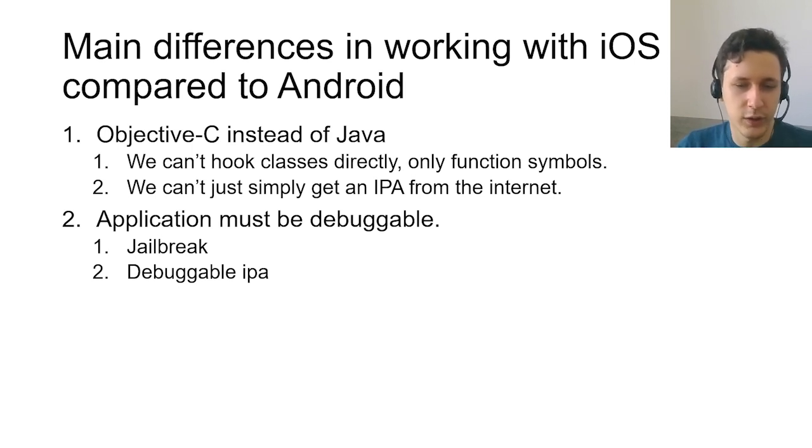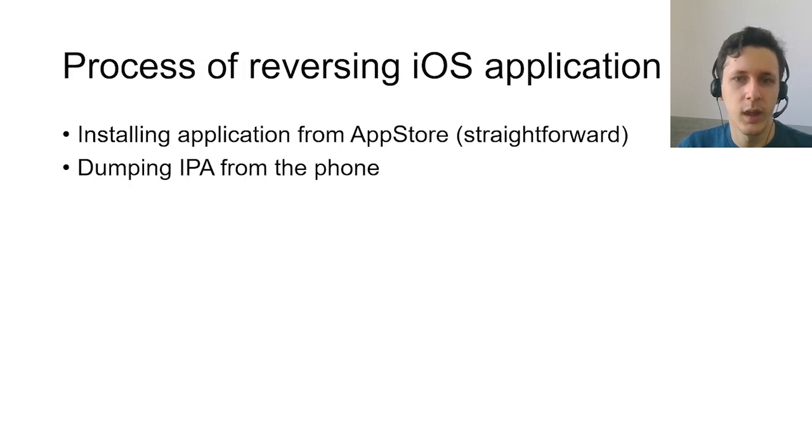Additionally, the application on the phone must be debuggable. That means that you need to have a jailbroken device, or you need to make a debuggable application that you can install on your phone.